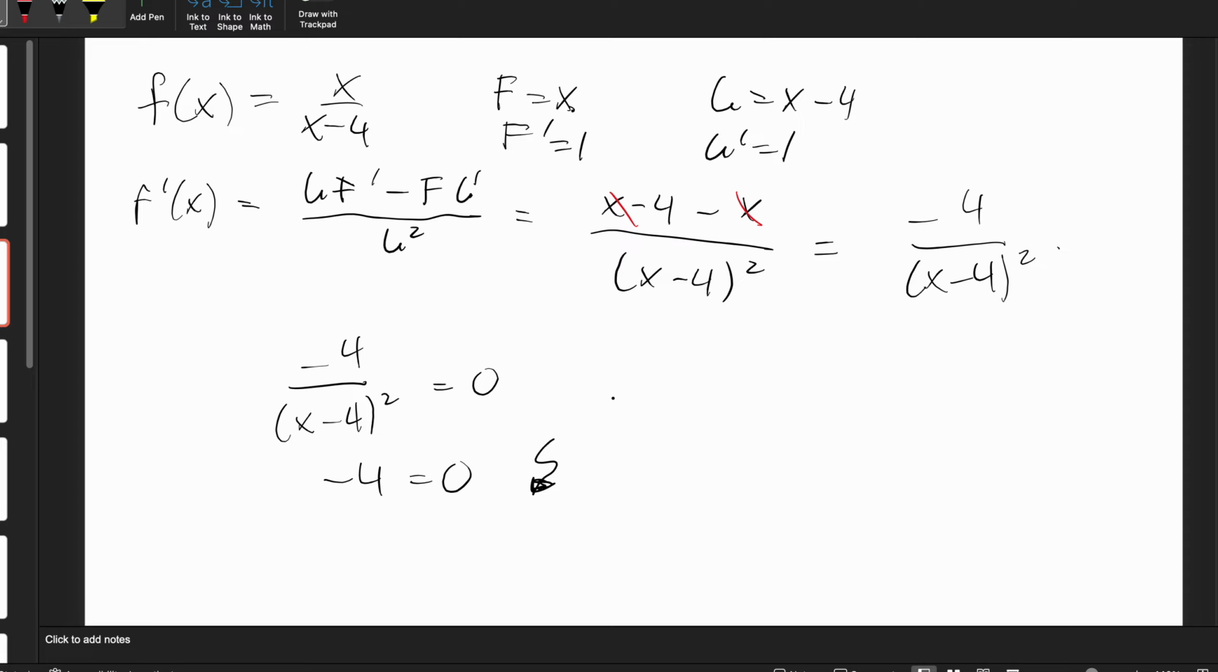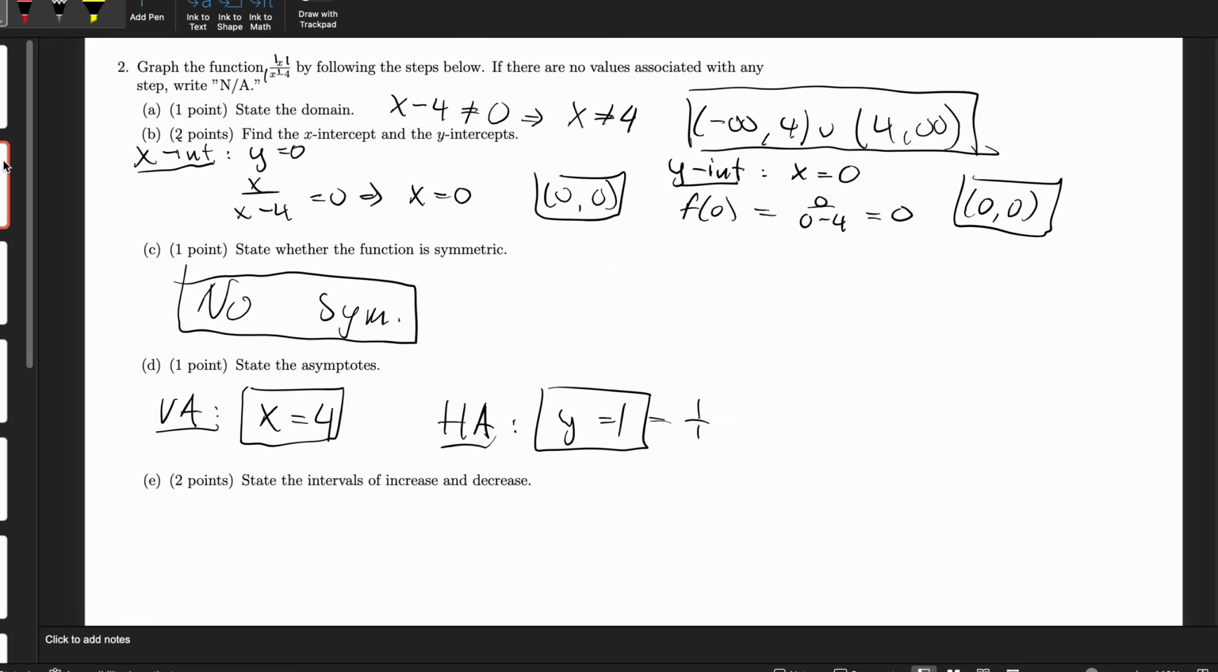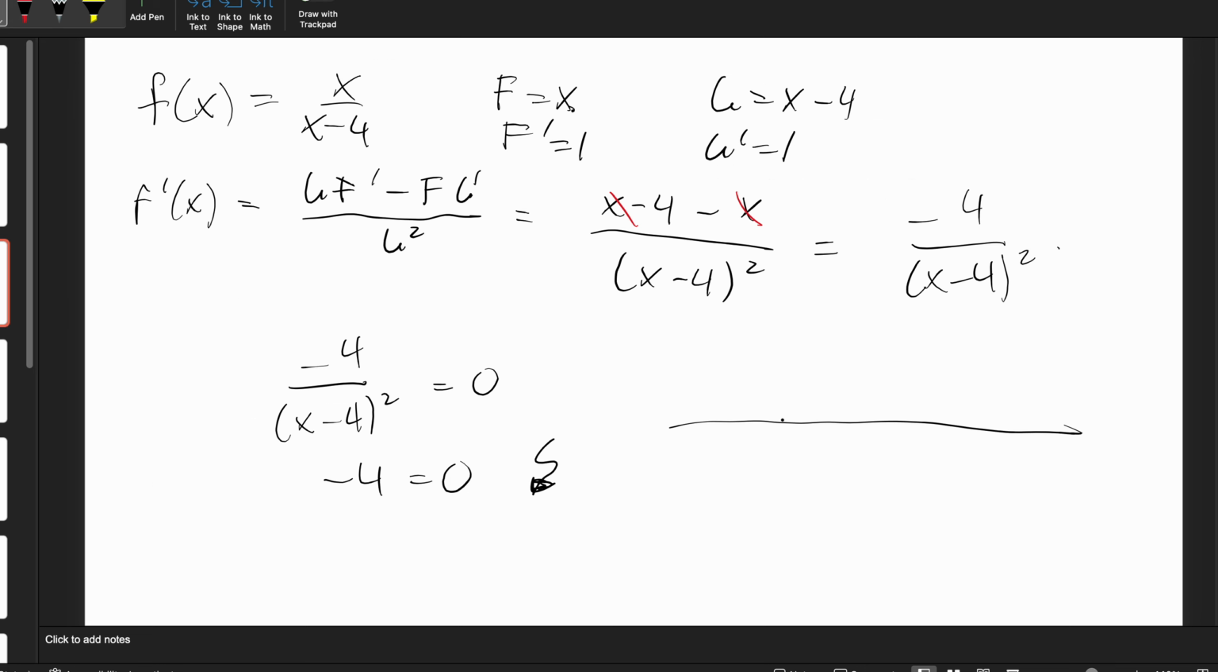And so to find the intervals of increase and decrease, I'm not going to map any other points other than where I have a discontinuity, where I have a vertical asymptote. So that's going to be at the point 4. So the only point I'm mapping here is at 4, which is a vertical asymptote. The function is not defined at 4.